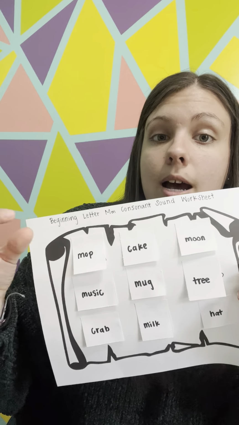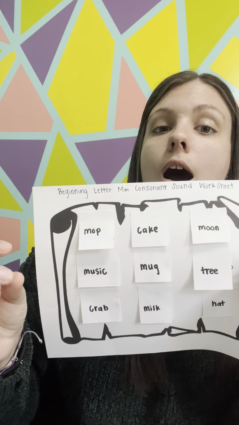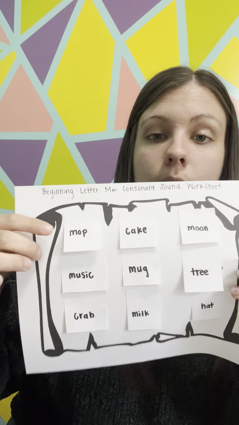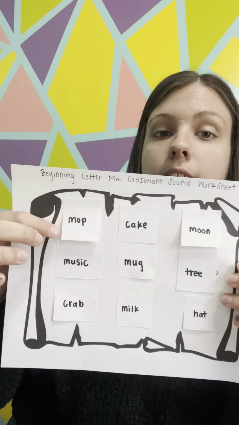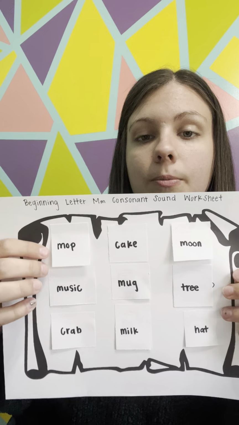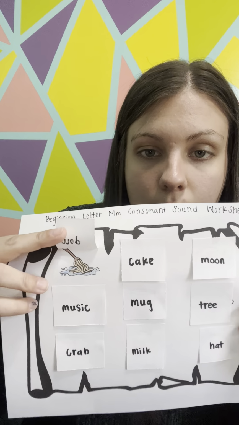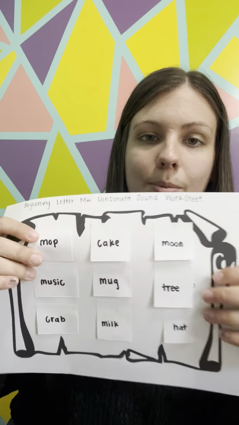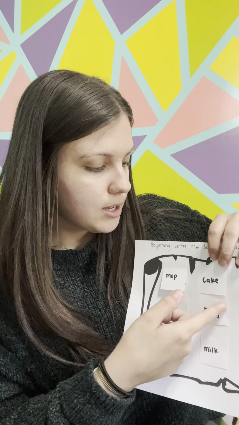I would begin by telling them the word mop. We would sound it out together, M-O-P, mop. Then we determine if that beginning consonant sound is the M that we are working on. When we determine that together, we would lift it up and we'd color the mop. Very pretty.